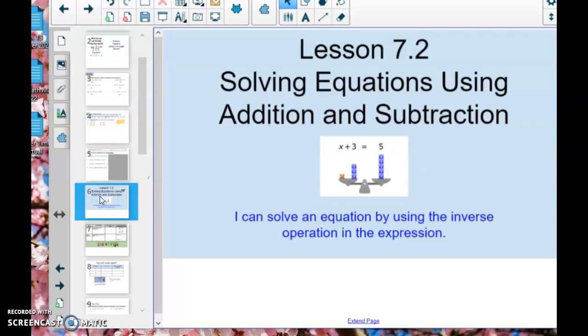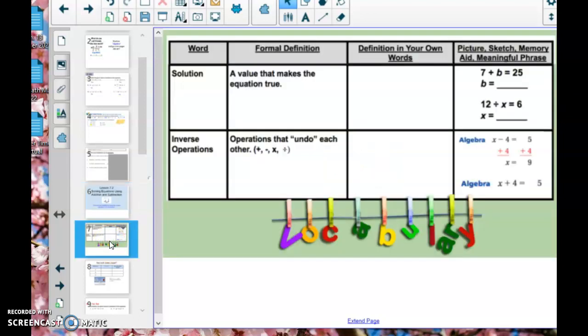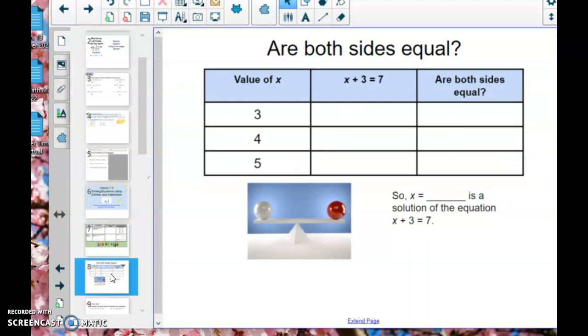All right, today is lesson 7.2, solving equations using addition and subtraction. The target we are hitting is, I can solve an equation by using the inverse operation in the expression. Vocabulary words for today: solution, a value that makes the equation true, and inverse operations, which are operations that undo each other. In math class, operations that undo each other would be addition and subtraction, and of course multiplication and division.